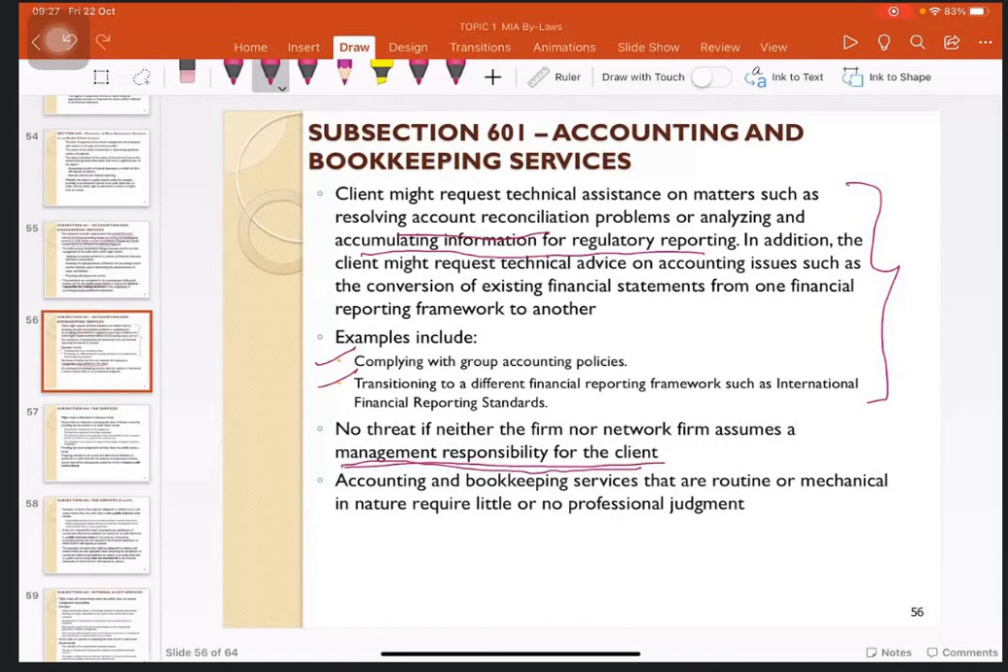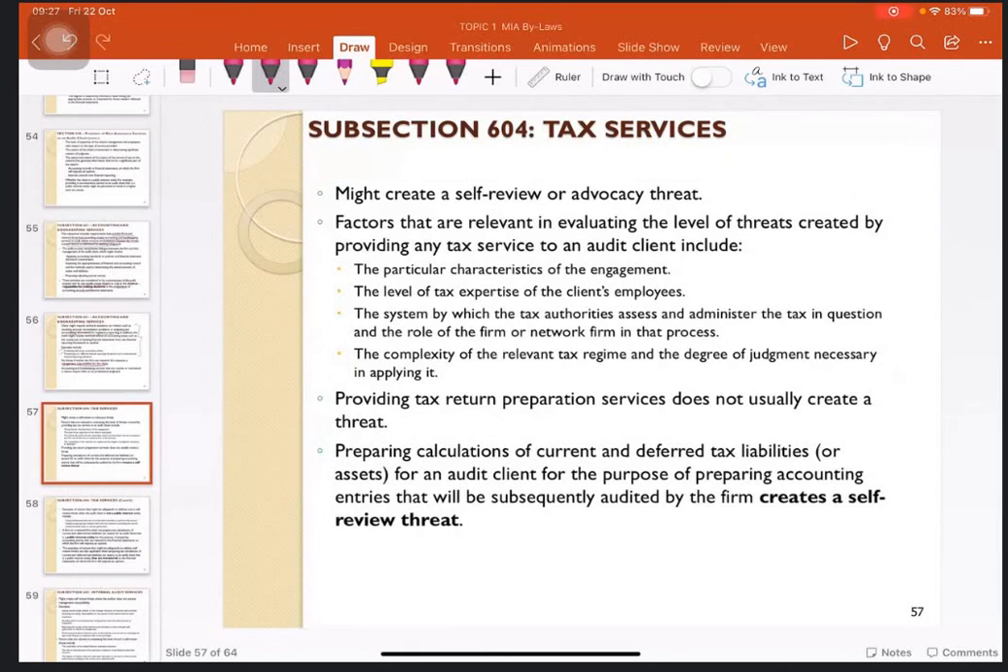Okay, tax services. If you provide tax services, it may create self-review threat or advocacy threat. Tetapi kalau for normal one tak ada masalah ya. Tetapi kalau preparing calculation of current and deferred tax of the audit client for the purpose of preparing accounting policy, it will create the self-review threat.